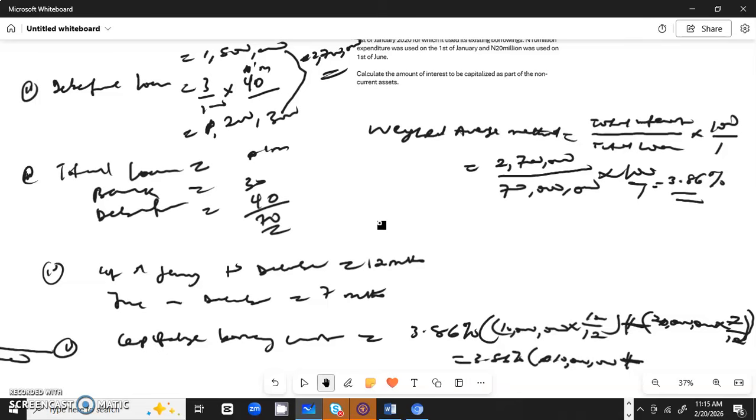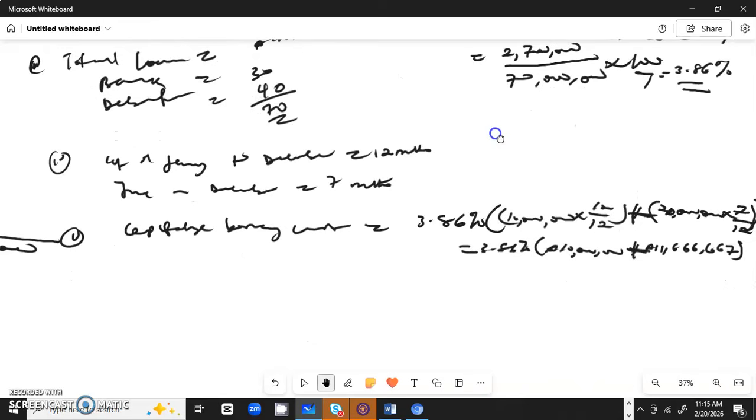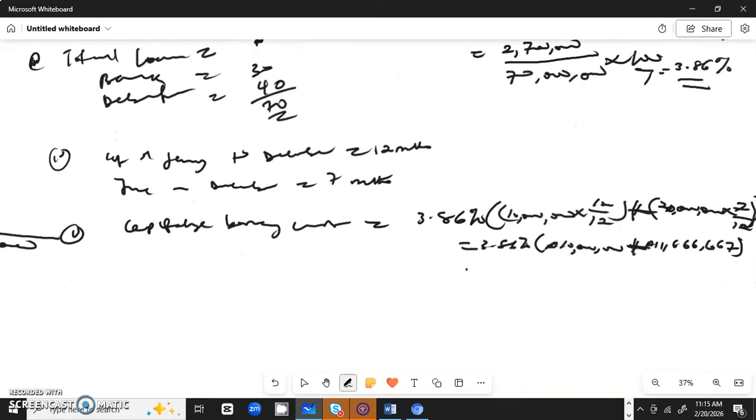20 million will give us 11,667, so that will give us 11 million 666,667. So what's the total figure? So let us now finalize, for us to know the amount to capitalize. So 10 million, that's 3.86 percent, into 10 million plus that will give us 21 million 666,667.